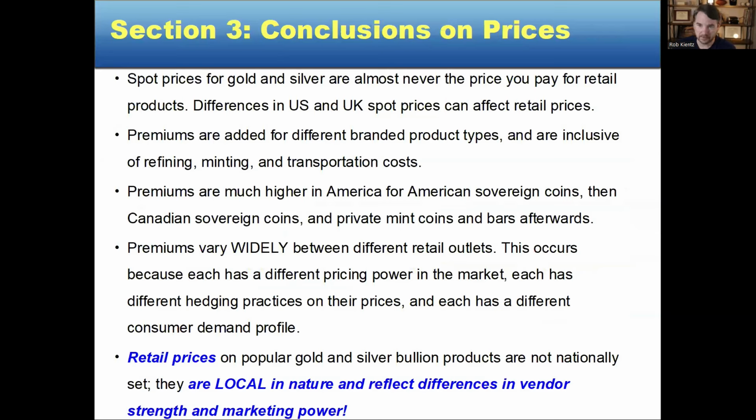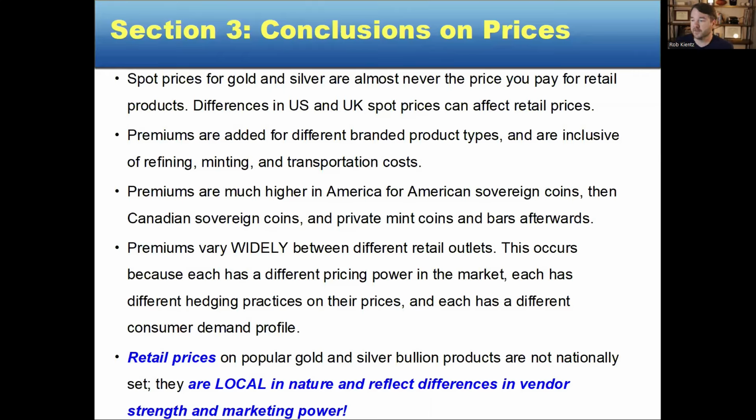So section 3, conclusions on retail prices. Let's just wrap this up in a nice bow for you. Spot prices for gold and silver are almost never the price you pay for retail products. Differences in the US and UK industrial derivative spot market prices can affect retail prices because the UK has taken the lead in spot prices. The base of that cost and then adding retail premiums would be higher in the UK. So that's why similar products may be higher in the UK or higher in the US. Spot prices do have somewhat of an effect, although premiums, local delivery, and local demand have a bigger effect.